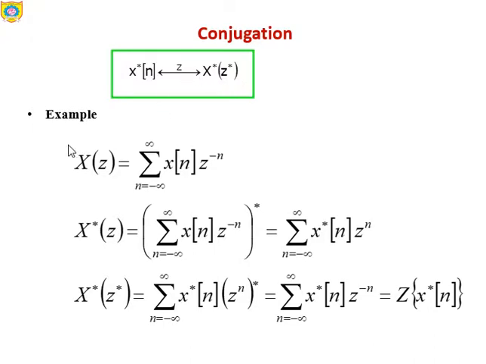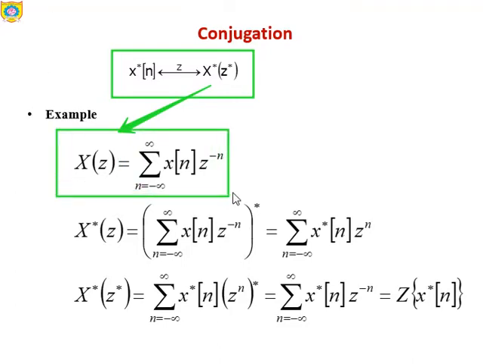Here we are going to calculate, let's say, the right hand side. I will just consider this right hand side and check whether it is giving me the x star of n. So X of z will be given by the expression summation n equal to minus infinity to plus infinity x of n z raised to minus n. At this step we just applied the definition of the Z transform.